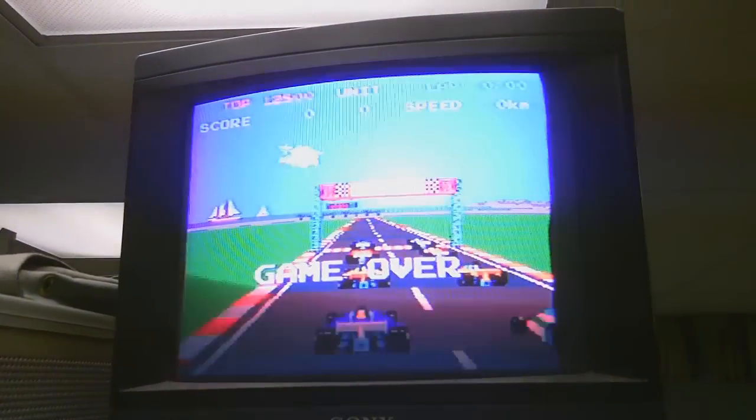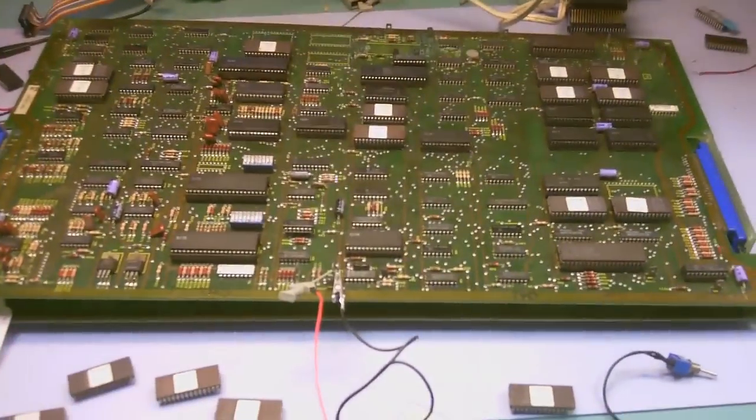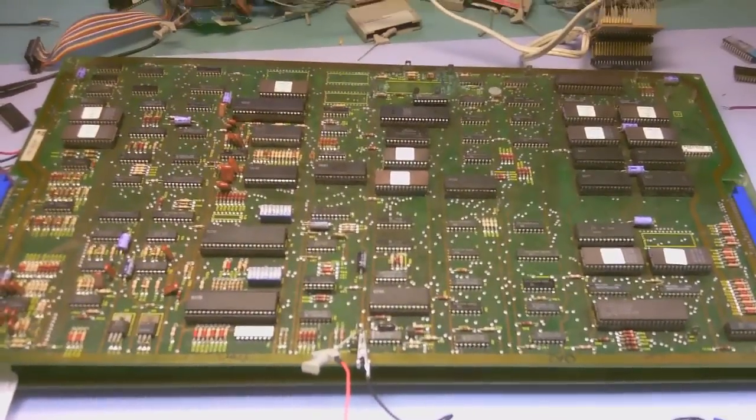So here we have Pole Position II running. I converted the board back over to Pole Position II.